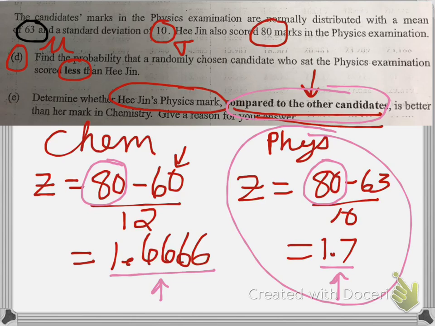Okay, so notice they had Hee-Jin score an 80 on both tests on purpose. The common person would say, well, she scored the same, got an 80 on both exams, but the standard deviation is smaller here, and the mean is larger here. So it's hard to compare without doing this little z-score business.